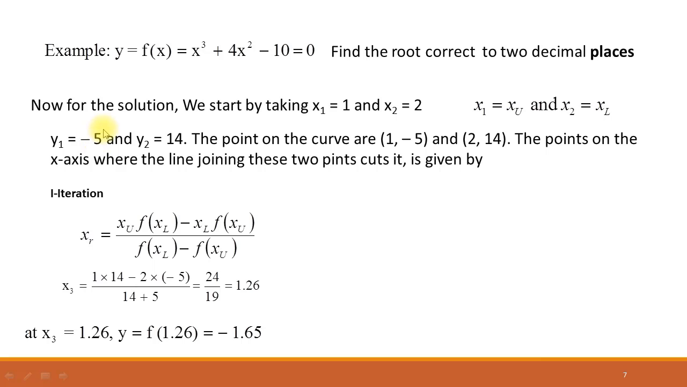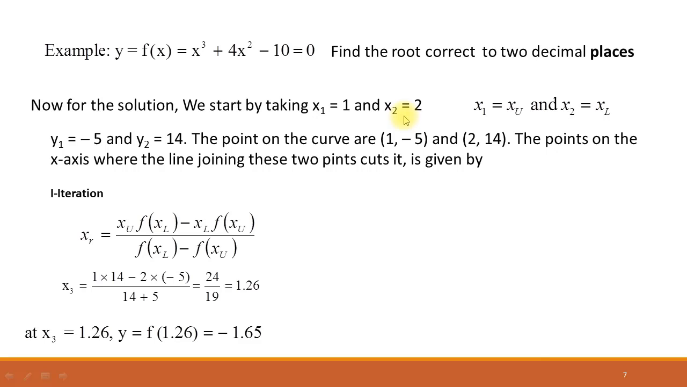At x equal to 2 the y value is 14. So at one value the function gives a negative sign, and at the other value the function gives the opposite sign. The function gave us minus 5 at x equal to 1, and at x equal to 2 the y value is plus 14. So it is clear that the function has opposite sign at these two values, so the root lies between 1 and 2.